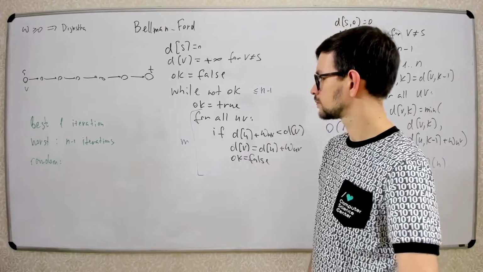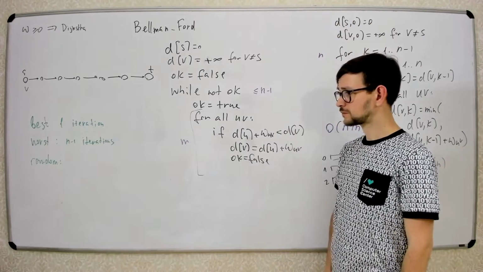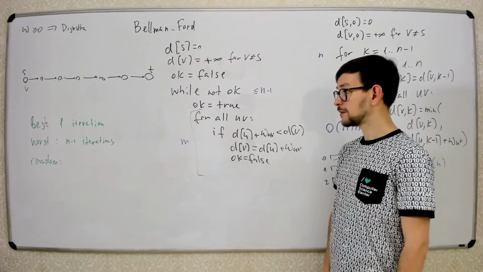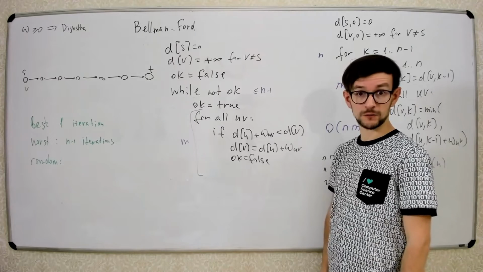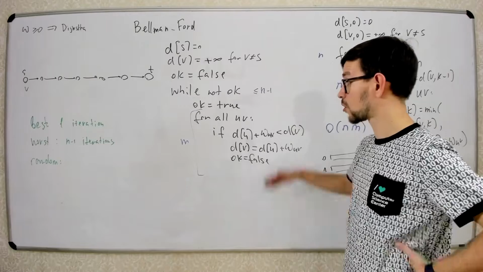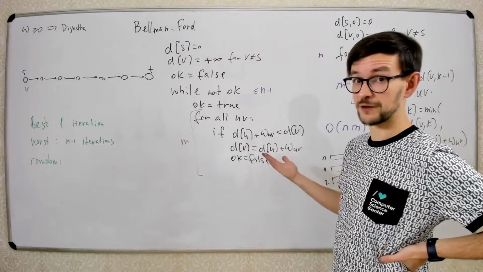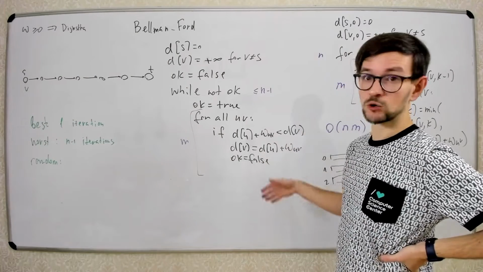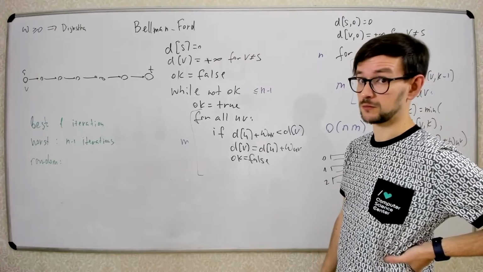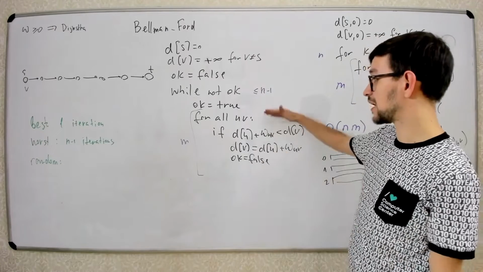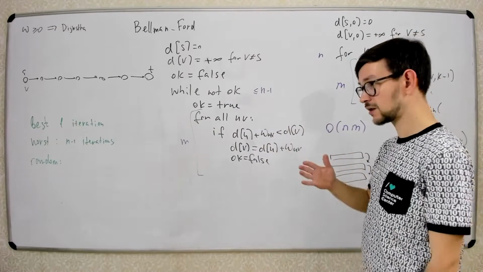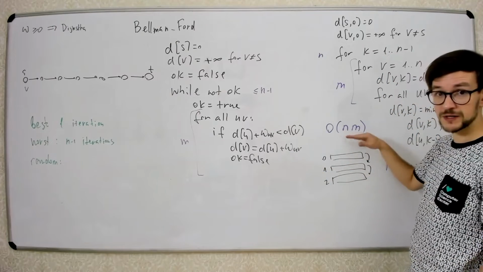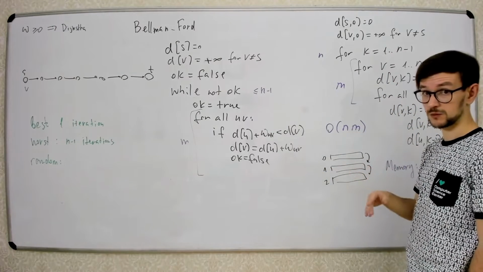Just try to guess. Maybe it will be good. Maybe it's log n. It would be great to have log n iterations on average. Yeah. Maybe it is square root of n. It will also be great. If the average number of iterations is less than n, then the average time complexity will be less than nm. So it will be kind of great.